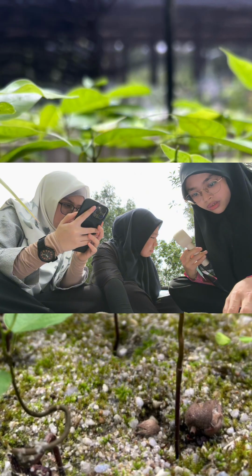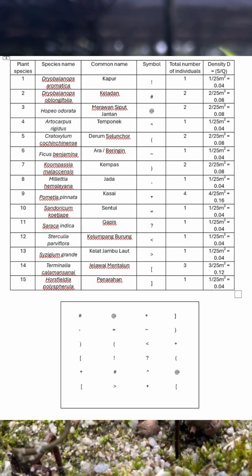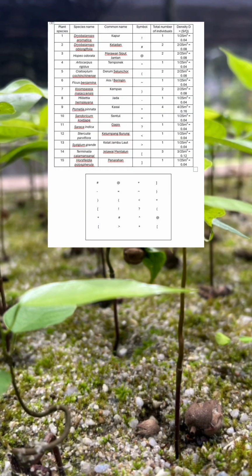Based on our observations, a total of 15 plant species were recorded within our quadrat. Among these species, Pometia pinnata, also known as kasai, showed the highest abundance with 4 individuals recorded and a density of 0.16 individuals per square meter. This suggests that the conditions within our sampling area may have been suitable for its growth and establishment.